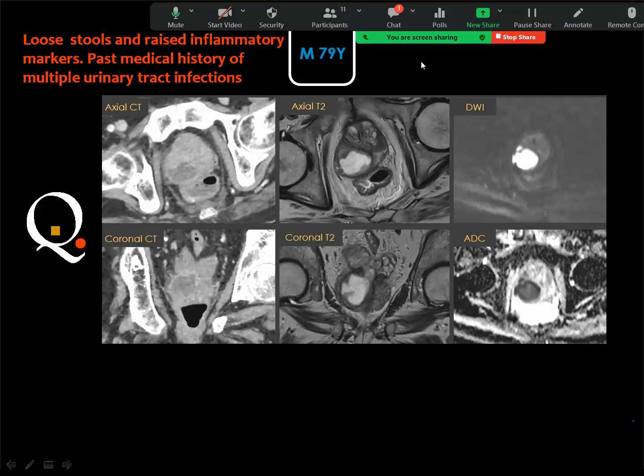This is a male patient, 79 years old, and he has loose stools with raised inflammatory markers, and a vast medical history of multiple urinary tract infections. And this is MRI and CT of the prostate: CT axial, CT coronal, axial T2, coronal T2, axial diffusion, and ADC.